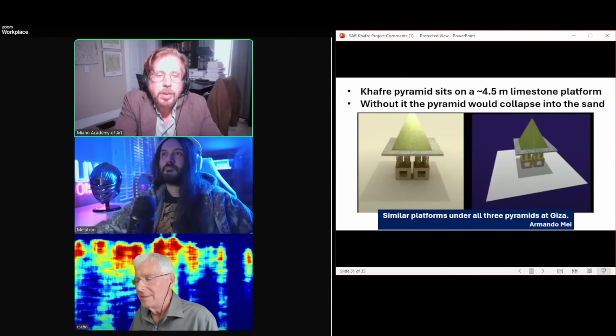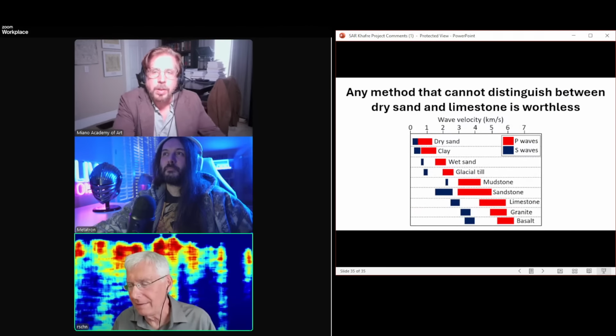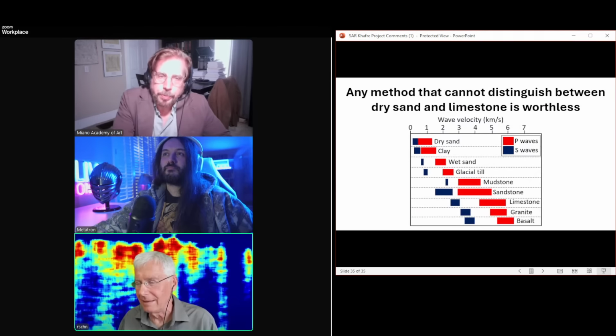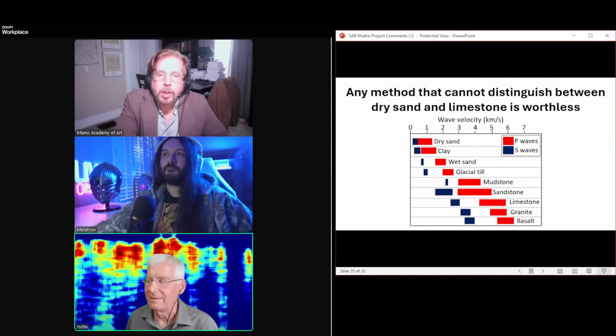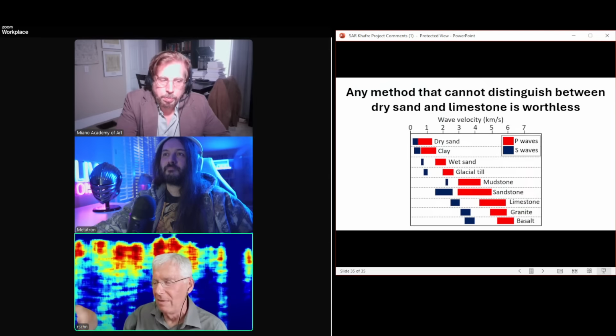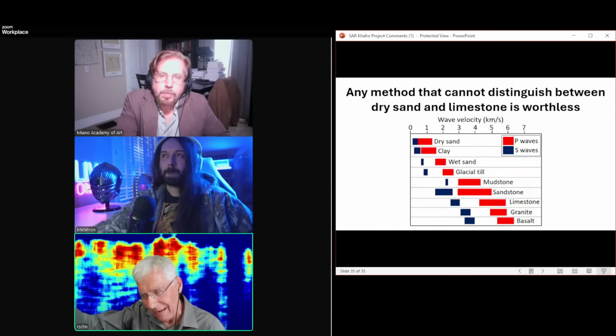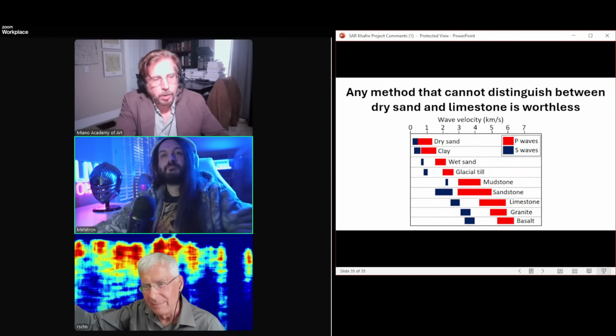Because that's from their presentation, and they clearly state that. So what you're seeing there is the pyramid itself, and then the pyramid is on a platform, and that is a limestone platform that the pyramid is built on, and this is true. They're claiming it for all three pyramids at Giza, yep, and that it wasn't in the press conference.